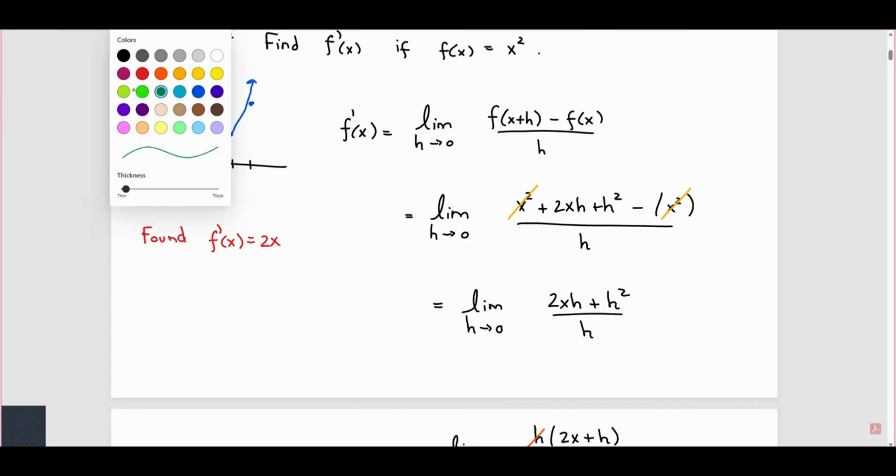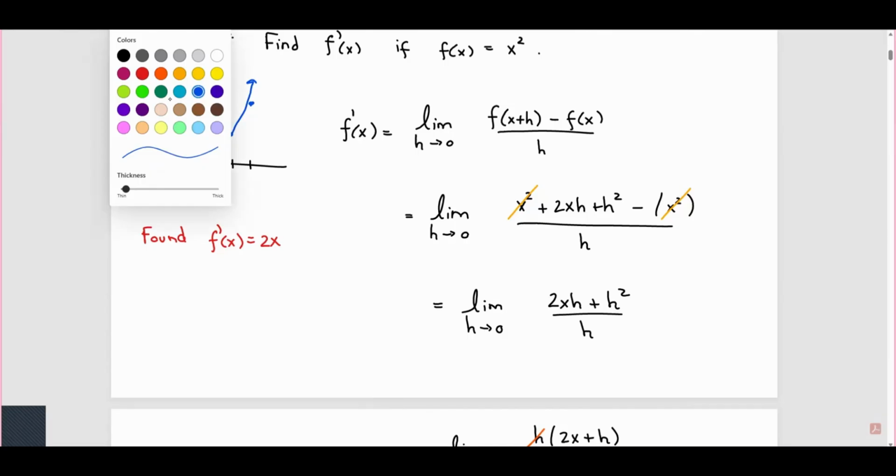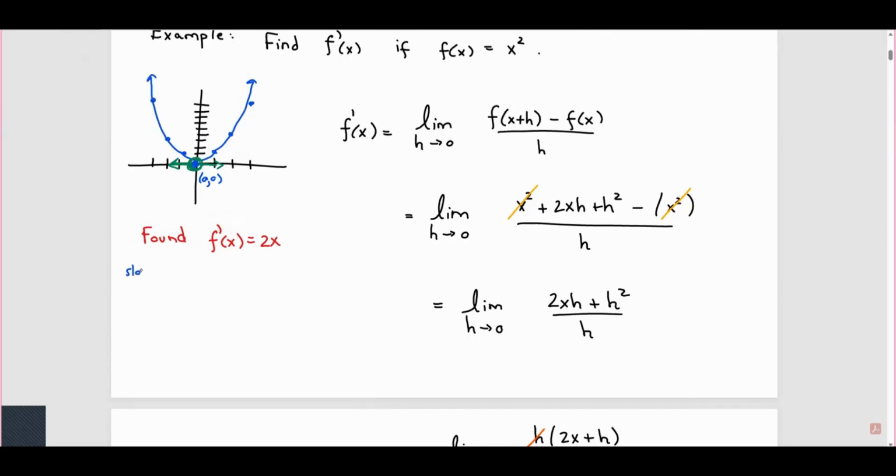So this is the point on my parabola, 0, 0. Let's check the slope of our tangent line. So slope of the tangent line, I know I'm being extra specific, but slope of the tangent line at the point 0, 0, meaning x is equal to 0. Right? So that would be my derivative evaluated at 0. That would be 2 times 0. And just as we suspected, my slope for this green line is 0, because it would just be a flat line.